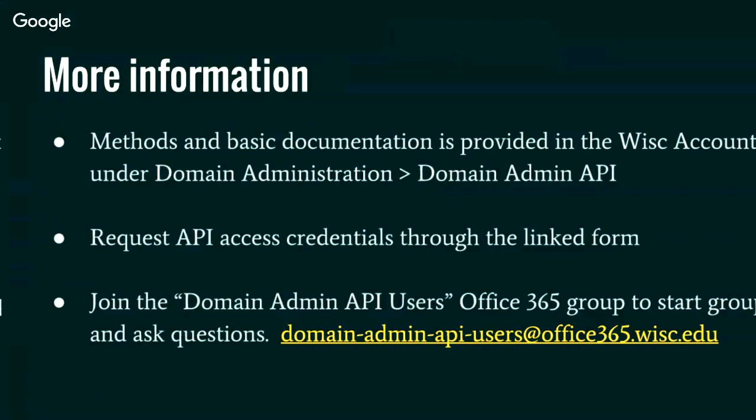And then there's a Domain Admin API users group that several of you are a member of. I'd encourage all of you to join if you're interested. You can start conversations with the group there, get some help there. We're also on that group, so I will respond there if necessary. The email address for that group is there. Otherwise, you can search for groups in Office 365. It's called Domain Admin API Users. You're welcome to join it.